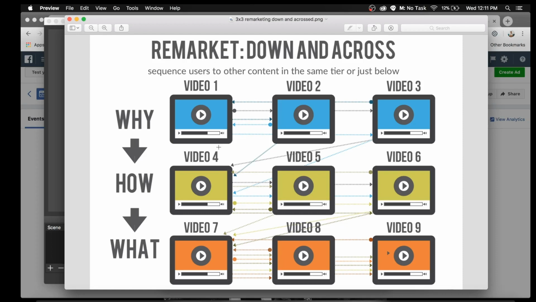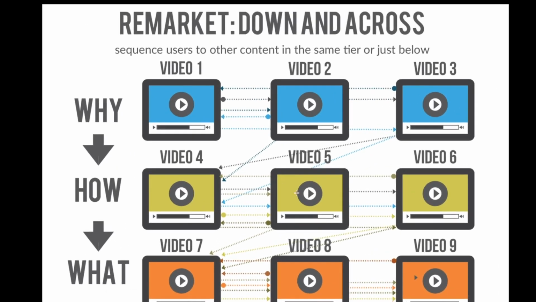It is called the 9 video format, right? This is a nice strategy that you guys can take building an evergreen funnel for your clients. Or if you just want to do it for yourself, then that's fine as well. So you'll see here that with the remarketing audiences off of videos, we can remarket down and across. So if they watch video 1, we can show them video 2 through remarketing audiences off of the people who watch video 1.